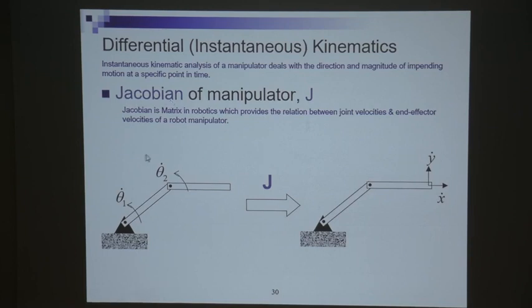So the Jacobian is essentially a matrix. In robotics, the Jacobian is a matrix which provides the relationship between the joint velocity and end effector velocity of a robot manipulator.